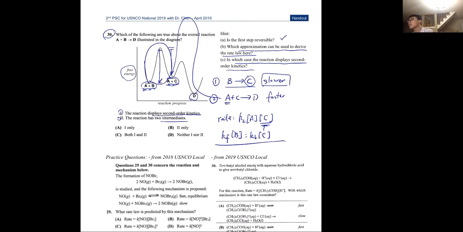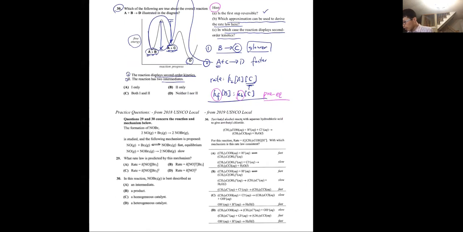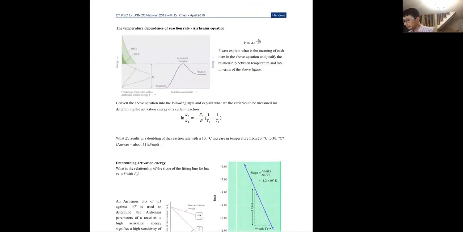You are right. The second step needs to be slower than the first step. Do you know what Kf and Kb are here? Kf means the forward reaction rate constant. Kb means the backward reaction rate constant. So this is called the pre-equilibrium approximation. By analyzing those few questions, we have a better understanding of the criteria to use different approximations. Okay, the 2019 USNCO local is not very hard, so I will skip it.